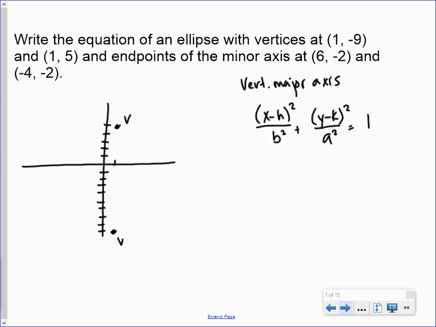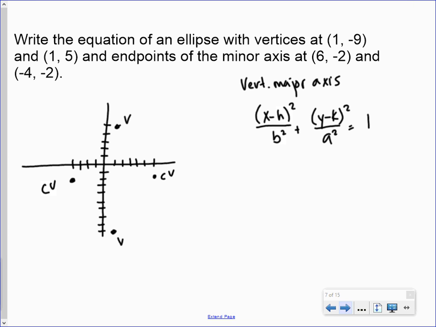Endpoints of the minor axis are at 6, -2, and -4, -2. So those are the endpoints of what we're calling the minor axis. The minor axis is the one that goes to my co-vertices, right? Okay, so if I want to label those, I know those are co-vertices. And that makes sense. My vertical major axis, it's longer vertically than it is horizontally.